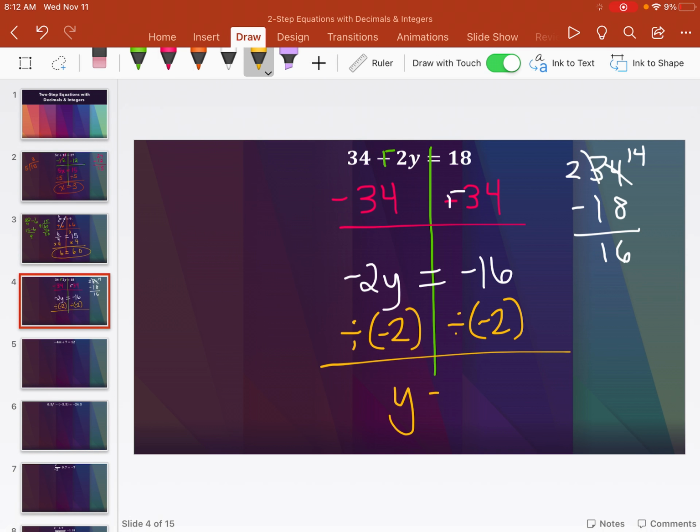Over here I get y equals, and then negative 16 divided by negative 2. Well, 16 divided by 2 is 8. Negative divided by negative makes it positive, so y equals positive 8. Again, you can always substitute it back in to check yourself. That might help you check your sign. Also, if maybe you accidentally did the wrong operation with that 34 at the beginning, that should help you realize that you did something wrong.